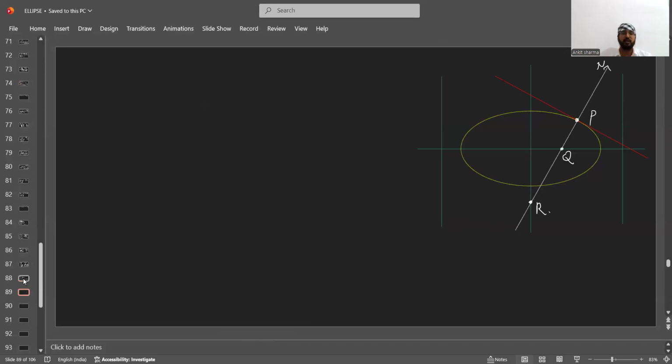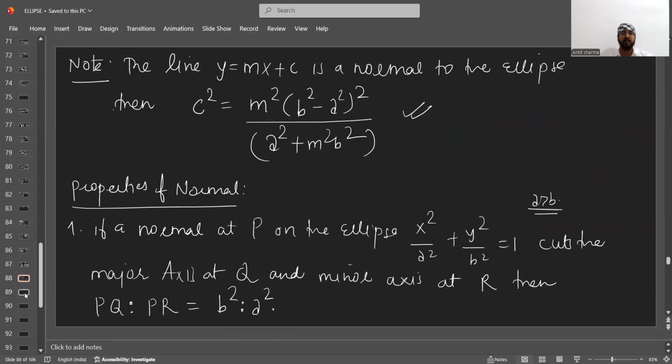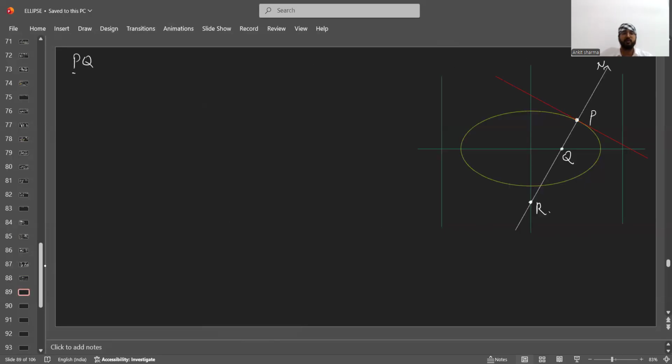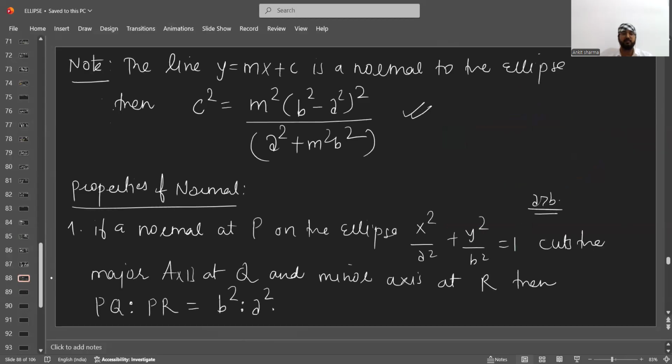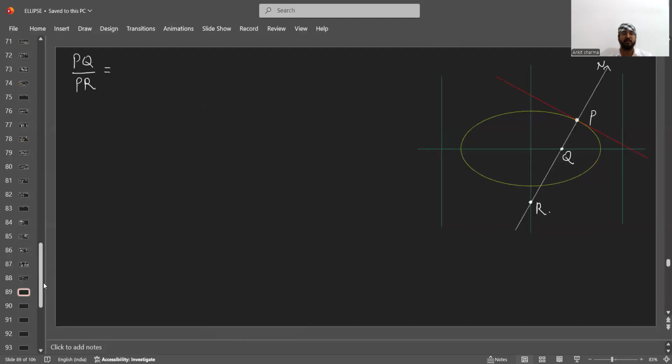So we have to show that PQ over PR, we need to find out this. We have to show that it's b square over a square. So let's go ahead.